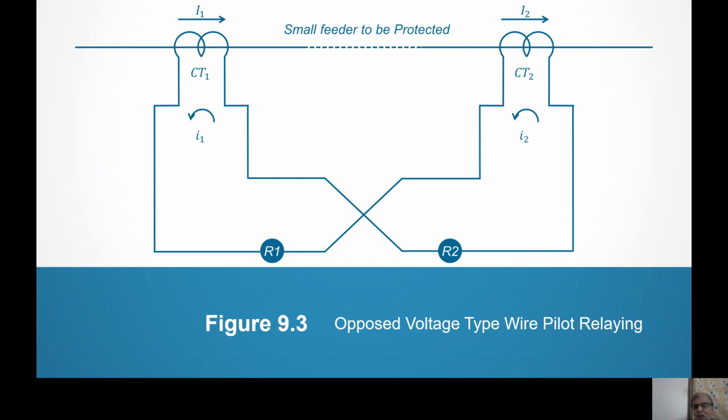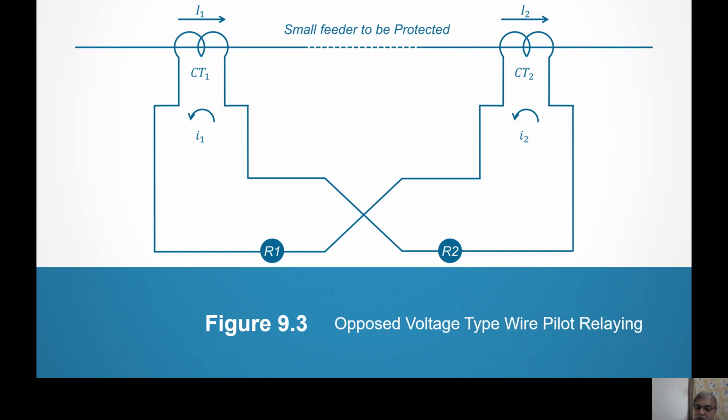Now if an external fault occurs, I1 and I2 are crossing, so it is still 0. So the current flowing through R1 and R2 is 0. But if an internal fault occurs, I2 will reverse. Current I1 plus I2 will pass. R1 and R2 both will operate simultaneously. R1 will give the tripping juice to its breaker and R2 will give it to the far end breaker. So the local end breaker and far end breaker will trip simultaneously and reclose simultaneously.